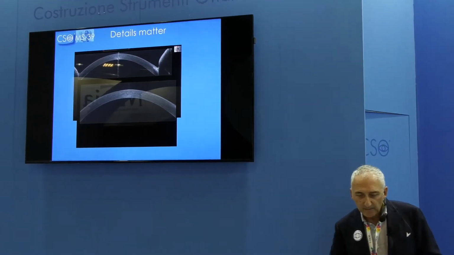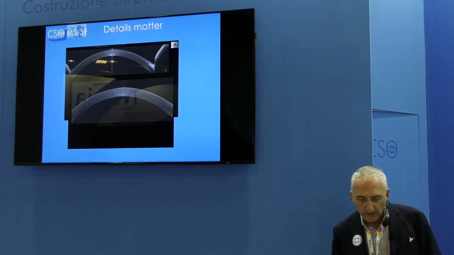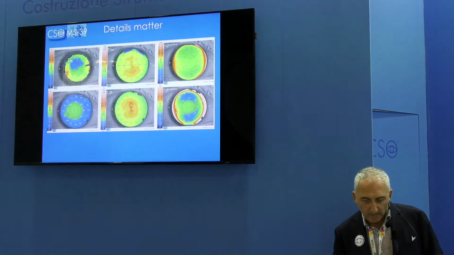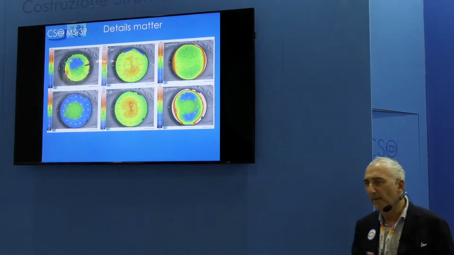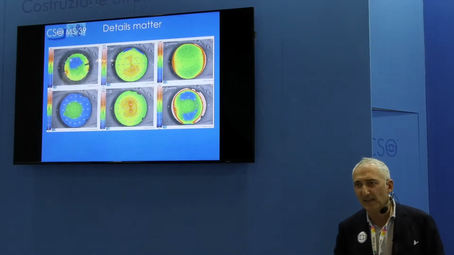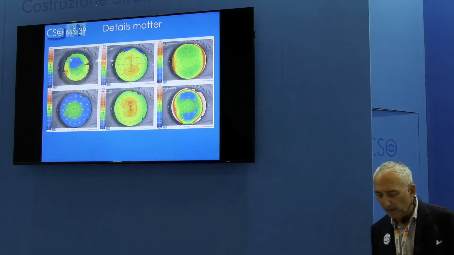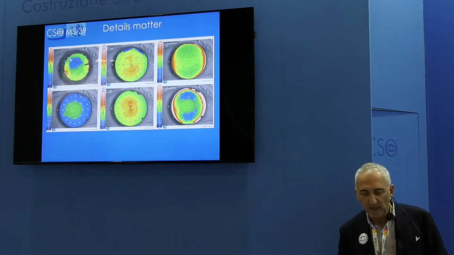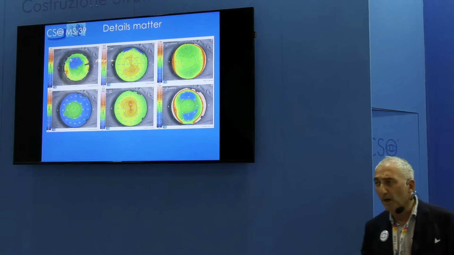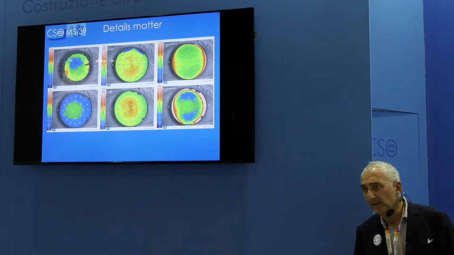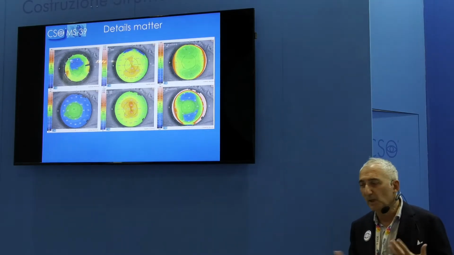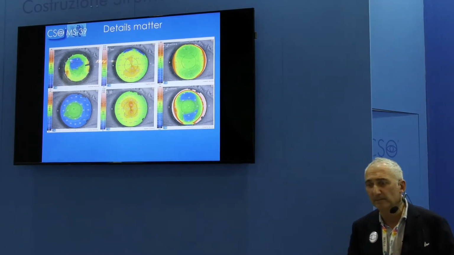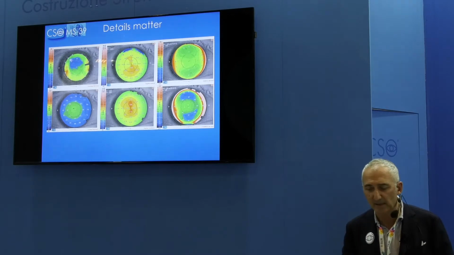In this case, we can have a look at something that happens almost every day, or at least every week, in our offices. That is a myopic patient wearing contact lenses who comes to us because he has the idea of getting rid of this myopia and getting laser treatment.